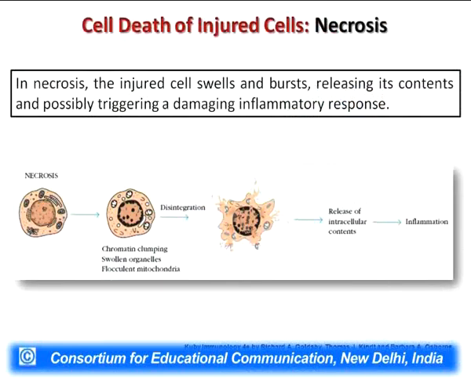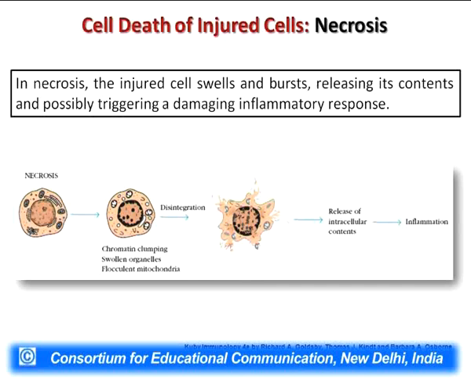Now what exactly happens to the cell which doesn't go for a normal programmed cell death because of aging, but has got some kind of injury which is caused to it? Suppose some kind of injury occurs to you in which some of the cells have got disrupted, or some of the cells are not functioning properly, how do these cells go into cell death? The process in which the cell death of the injured cells occurs is called necrosis.